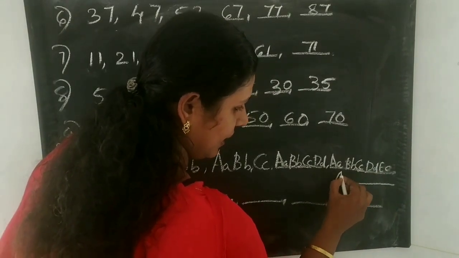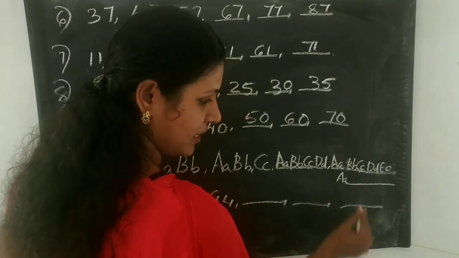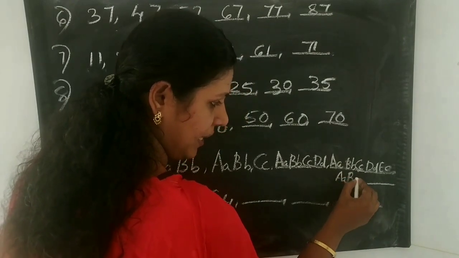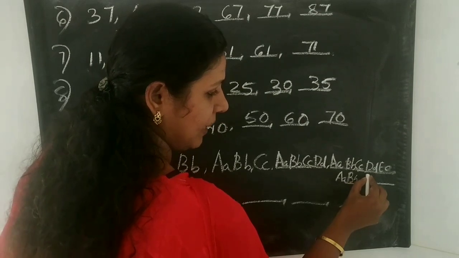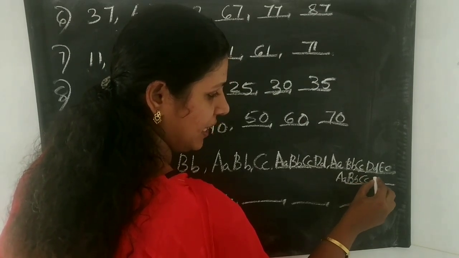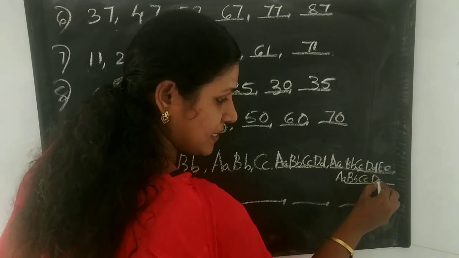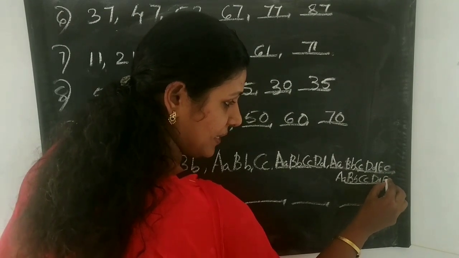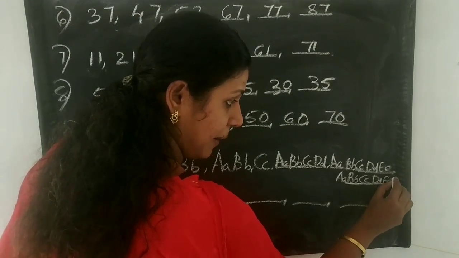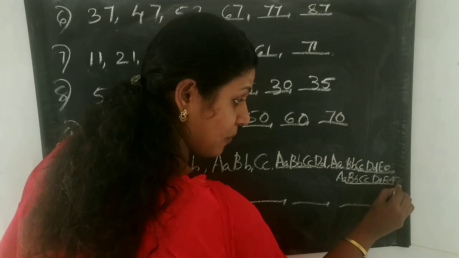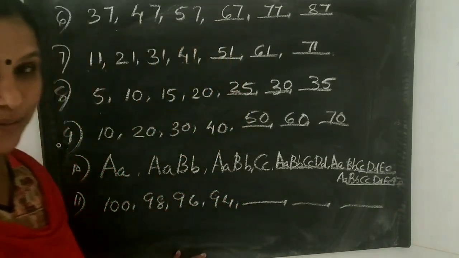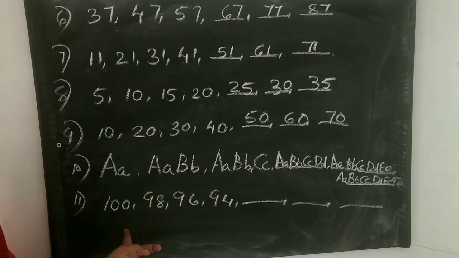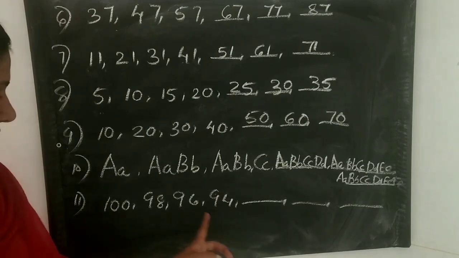Okay. Then here we complete that E. Then capital letter A, small letter A. Capital letter B, small letter B. Capital letter C, small letter C. Capital letter D, small letter D. Capital letter E, small letter E. Capital letter F, small letter F.